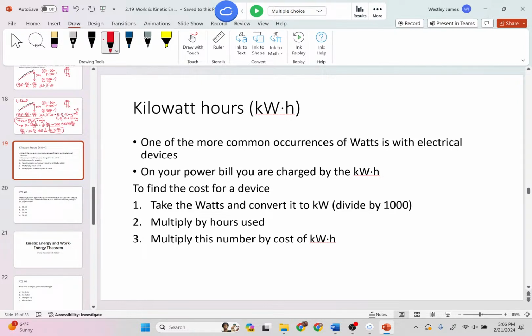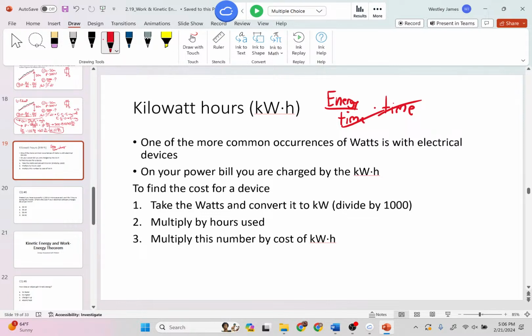A kilowatt is just 1,000 watts, which is 1,000 joules per second. Kilowatts is energy per time. If I multiply that by hours, which is time, boom, you get energy. This is what you're getting charged for: how much energy does your house use? And this is one way they show it. Again, I'm not going to test you on this, but we'll quickly do a problem on it. How do you actually calculate this?